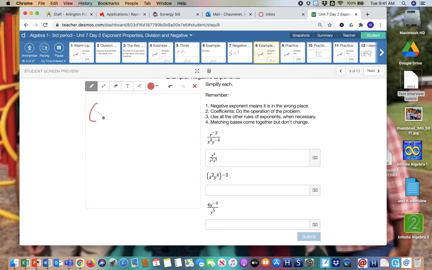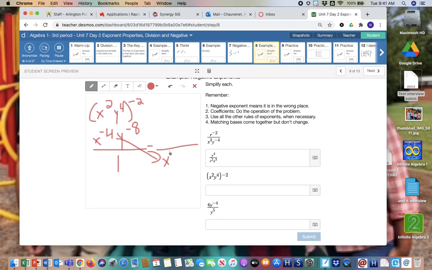So we've got x squared y to the fourth, all to the negative 2. So first thing, power to a power, you multiply. So 2 times negative 2 gives me negative 4. 4 times negative 2 gives me negative 8. Well, those are both negative exponents, which we can't have. Remember, if there's no denominator, it's implied to be a 1. So where do these both need to go? They both need to go to the denominator.